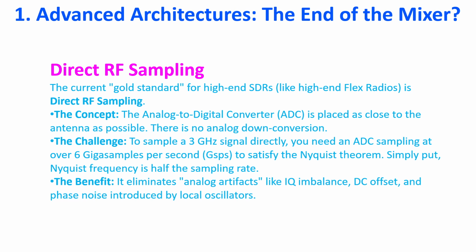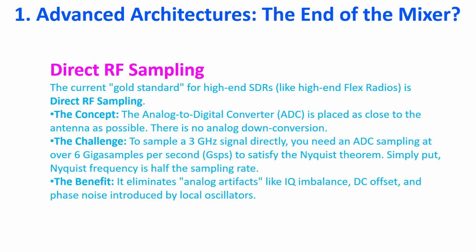The challenge is, to sample a 3 GHz signal directly, you need an ADC sampling at over 6 gigasamples per second to satisfy the Nyquist theorem. Simply put, Nyquist frequency is half the sampling rate. The benefit is that it eliminates analog artifacts like IQ imbalance, DC offset, and phase noise introduced by local oscillators.